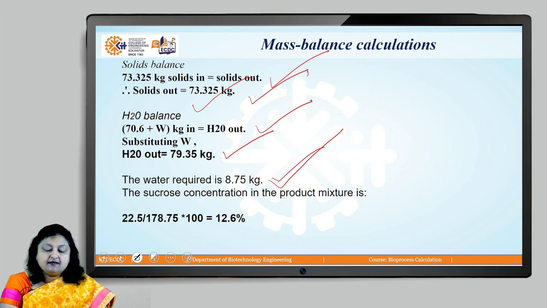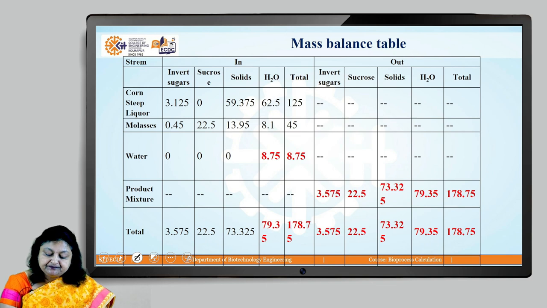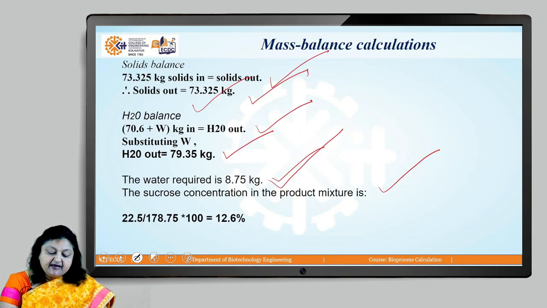Then the second question is the concentration of sucrose in the product mixture. The sucrose concentration is 22.5 divided by 178.75. I will show you. Sucrose is 22.5 from the mass balance we have calculated, and the total of this stream in the out table is 178.75. So it can be calculated as 22.5 upon 178.75 multiplied by 100, which is 12.6%.